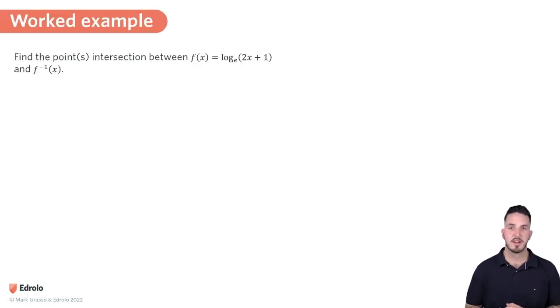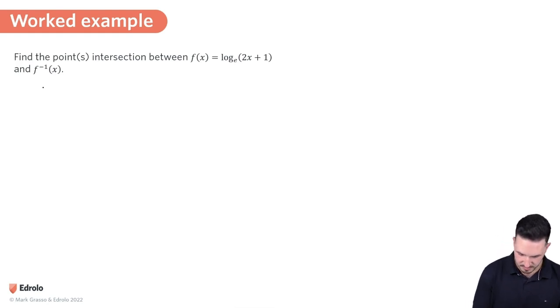In this example, we're going to find all points of intersection between the graph of f of x equals log e of 2x plus 1 and its inverse. So to go about this question, the first thing we want to do is in fact find the inverse function. And what we're going to do is first swap, or let x equal y. So let x equal y.